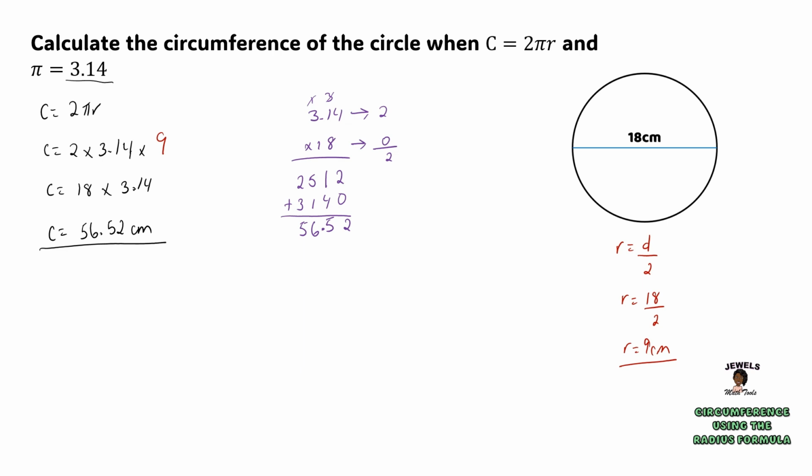Okay, so there you have it. We just calculated the circumference of our circle when we're given the diameter and working with the radius formula. So again, make sure that you get some additional practice in. Continue to learn about the relationship between the diameter and the radius and the different ways that you can apply those measurements to your circumference formula to calculate your circumference.